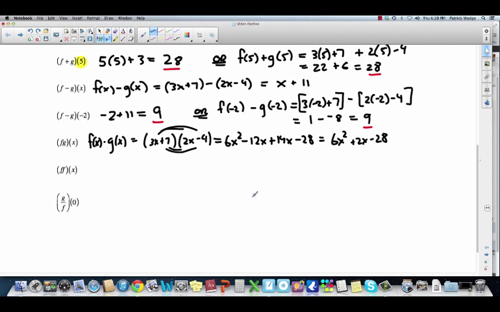Okay, f of x, f of x. That doesn't mean volume for you music people. That doesn't mean do your math really loud. Haha, little music joke there for you.